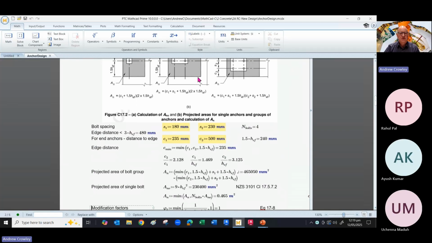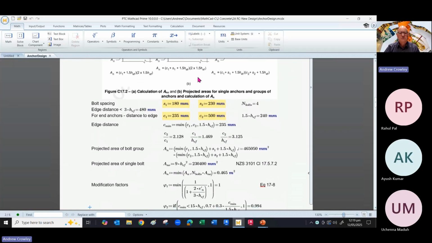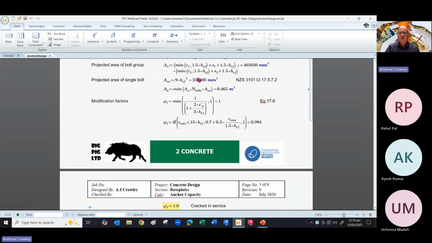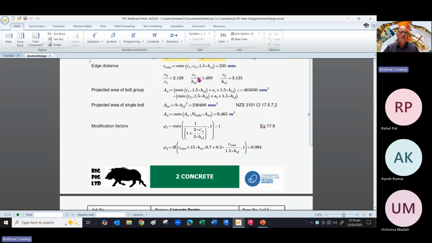That gives us a minimum edge distance of 235, our C min, and then we do some magic with the ratios to come out with the formula. So if you look at the projected area of the bolt group, there is a formula given in clause 17.5.7.2 for the projected area of the bolt group, and we compare that with the projected area for a single bolt. And we then derive our modification factors. So there's a whole load of modification factors given in the code from equation 17.8 onwards. So there's psi 1, which works out as 1, psi 2 works out as 0.994.